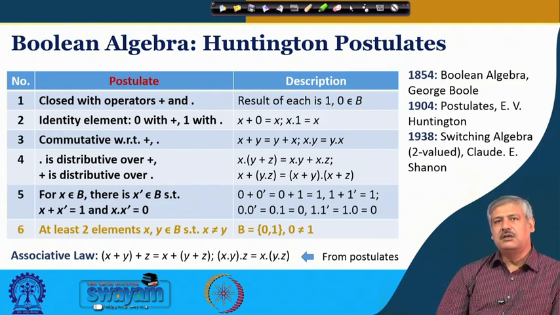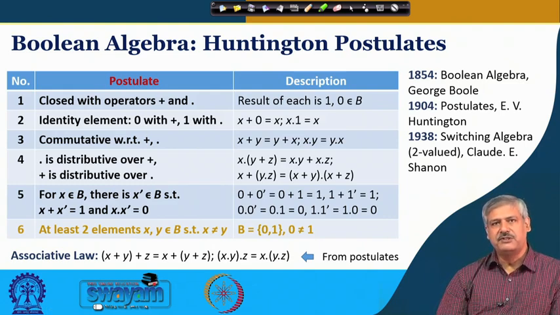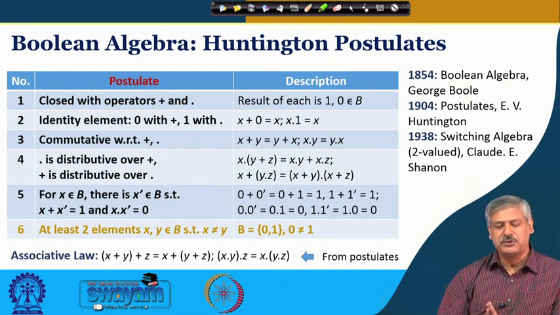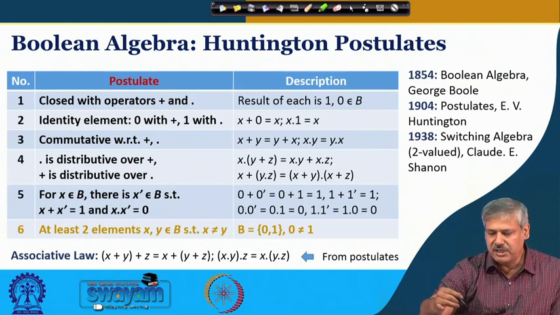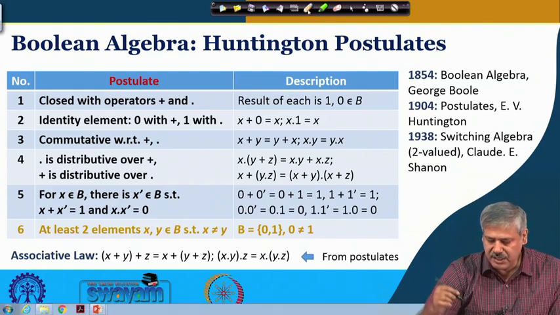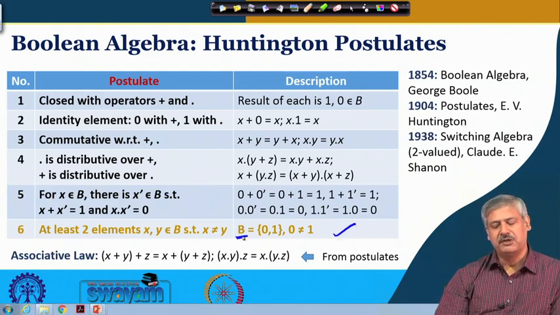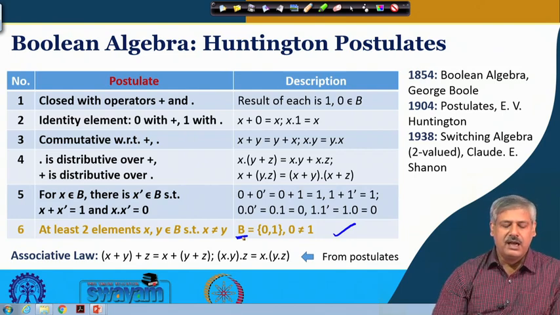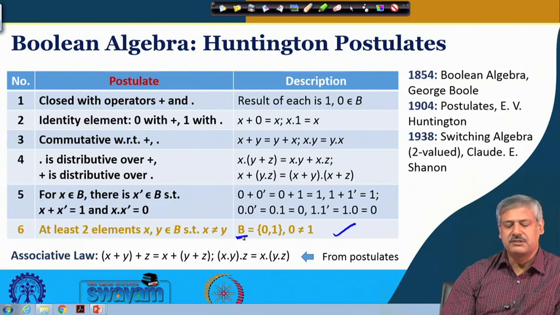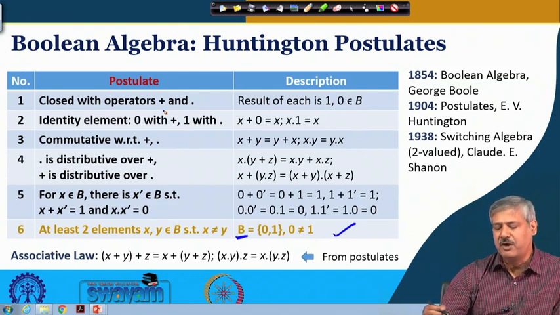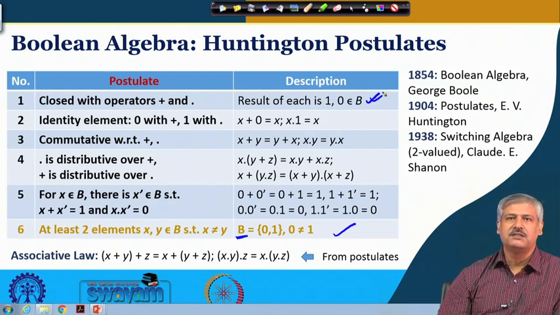So, as I said, Huntington postulates form the basic premise of this Boolean algebra. It has got 6 postulates, okay. And here we are talking about two valued Boolean algebra. So, it has got two elements, and these two elements are unique. They are 0 and 1, forming the set B, right, and 0 of course is not equal to 1. And postulate 1 says that it is closed with operators plus, that is OR, and dot, that is AND. That means if you have an operation with these two operators, the result is unique and is a member of this set. Okay, that is, the result will be 1 or 0.